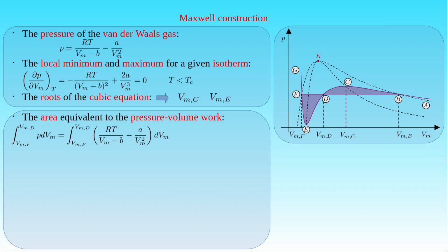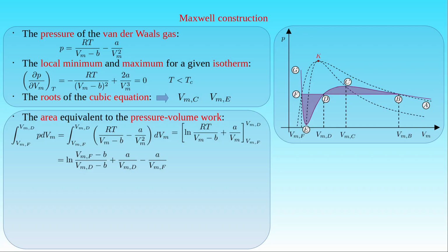If we insert the pressure of the van der Waals gas into this expression, and perform the integration, then we need to evaluate the primitive function given by the natural logarithm of R times T over the difference between Vm and B, plus A over Vm. This gives the natural logarithm of the ratio of Vmf minus B to Vmd minus B, plus A over Vmd, minus A over Vmf. The rule of the equal areas tells us that the areas of the closed curves DEFD and BCDB must be equal in the Maxwell construction.